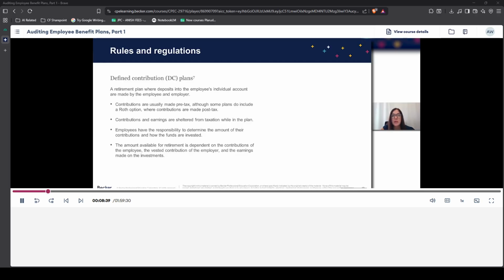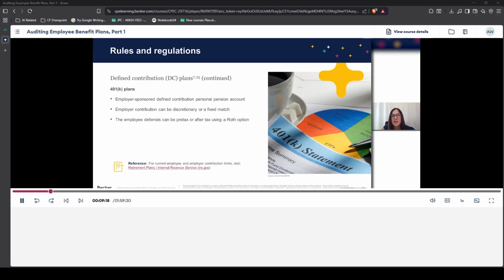With your DC plans, because of those individual account balances, the majority of the time, employees have the responsibility to determine the amount of their contributions and how they want those funds invested. The amount then that's available for retirement for the individuals in that defined contribution plan is based on those individual account balances, which are going to consist of contributions from the employee, from the employer, as well as hopefully investment earnings over a period of time.